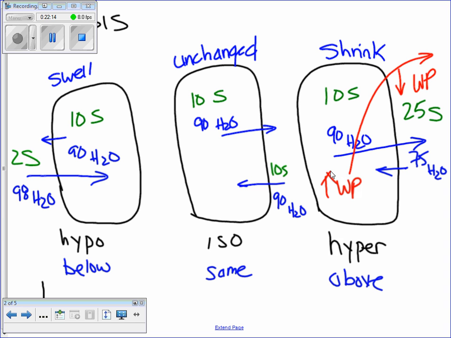With me at all? Vice versa over here, I've got 10% solute to bind with water versus only 2% solute. Much less water is going to be attracted to solute out here, therefore there's higher water potential. Relatively speaking, this one has more water bound to solute, therefore less free water, less water potential, thus supporting the idea that this cell is going to gain water and increase in mass. Questions so far?